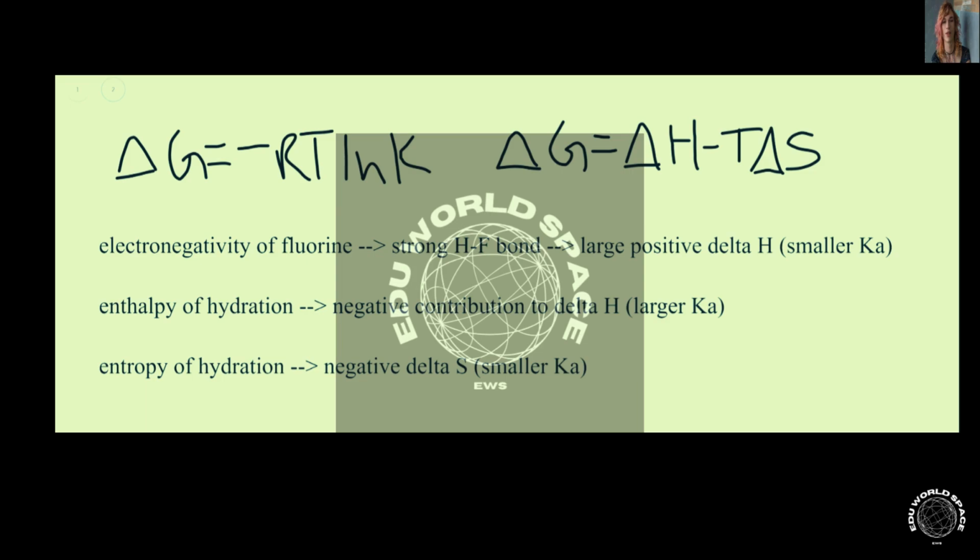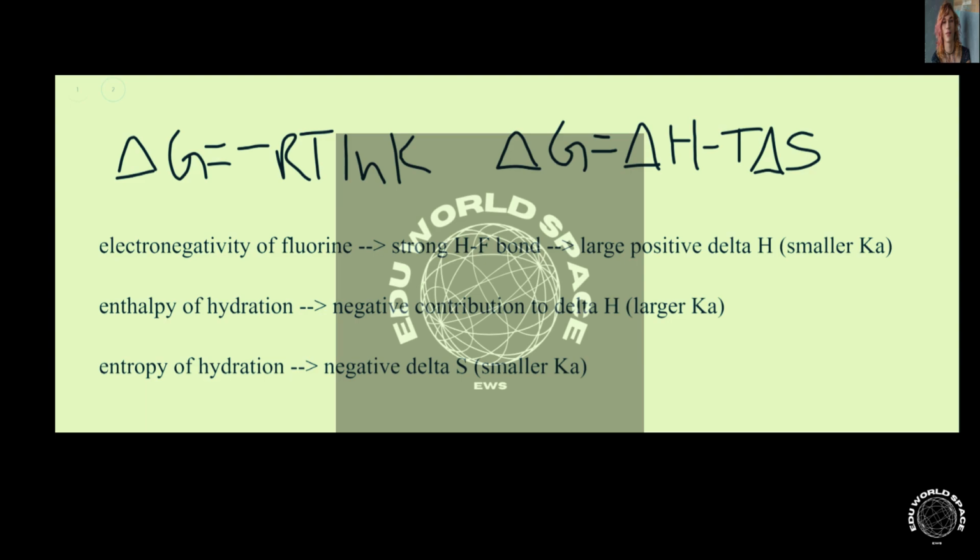So we already said that because fluorine is very electronegative, we have a very strong hydrogen-fluorine bond. And breaking that bond causes our ΔH, our change in enthalpy for this reaction, to be very positive, which means that our Ka, our equilibrium constant, is smaller. So a larger ΔG would indicate a smaller Ka, and a more negative ΔG would indicate a larger Ka. But that's not the only contribution to our enthalpy.